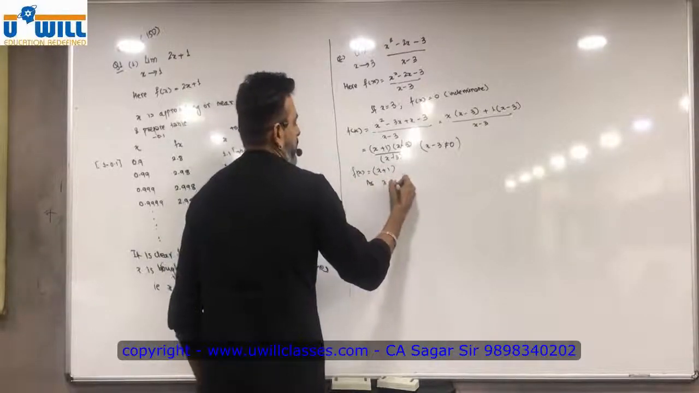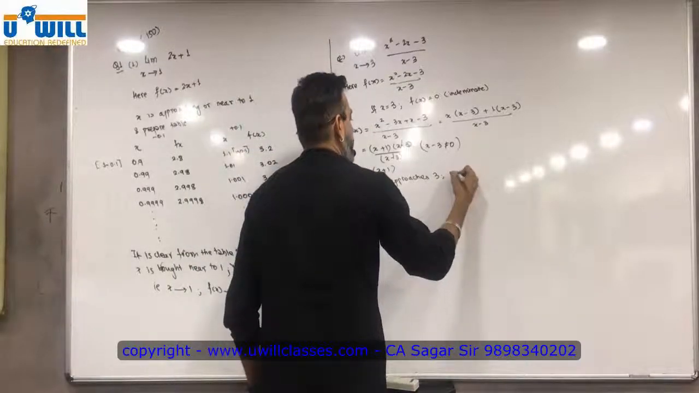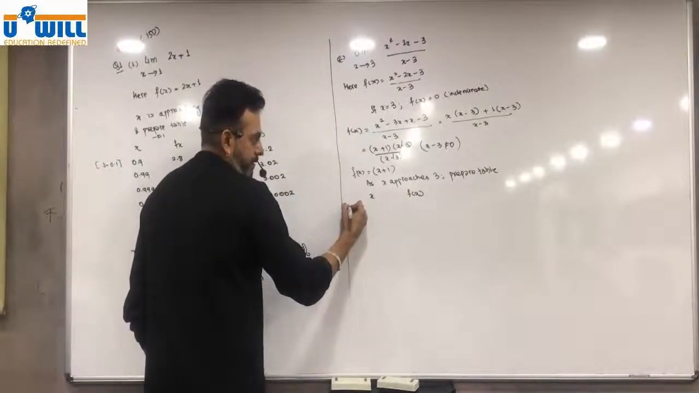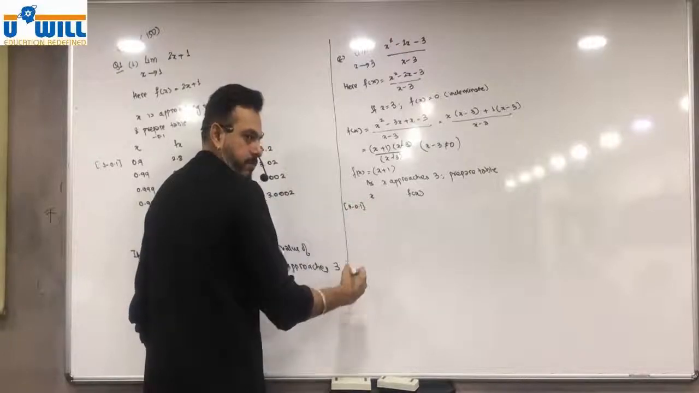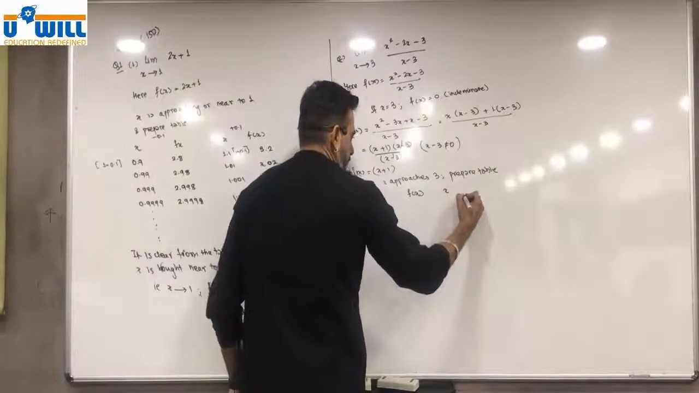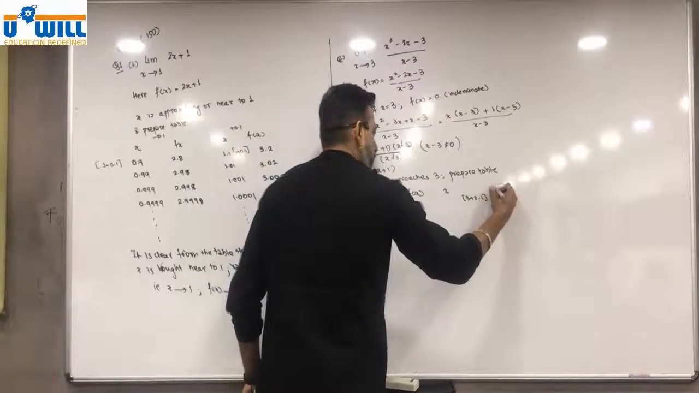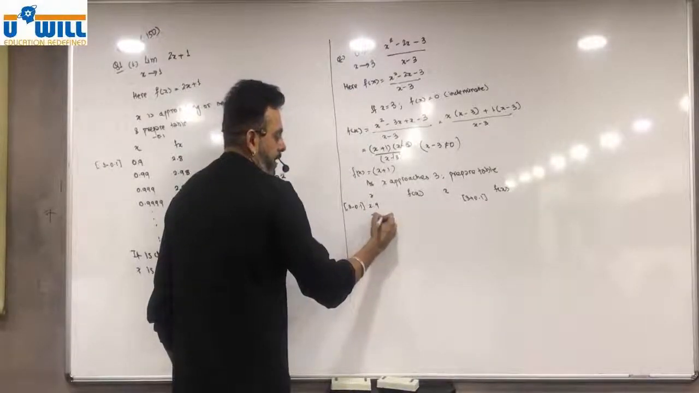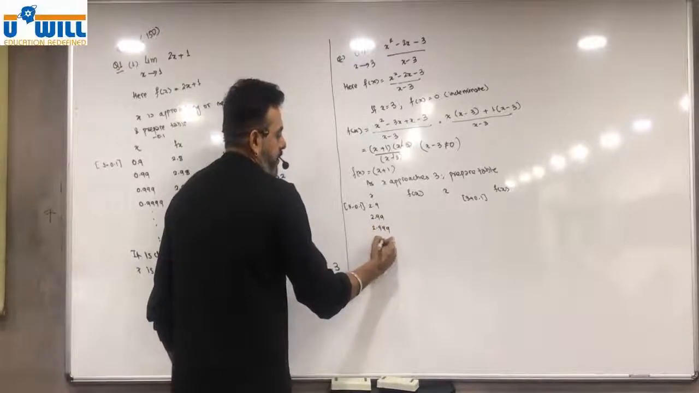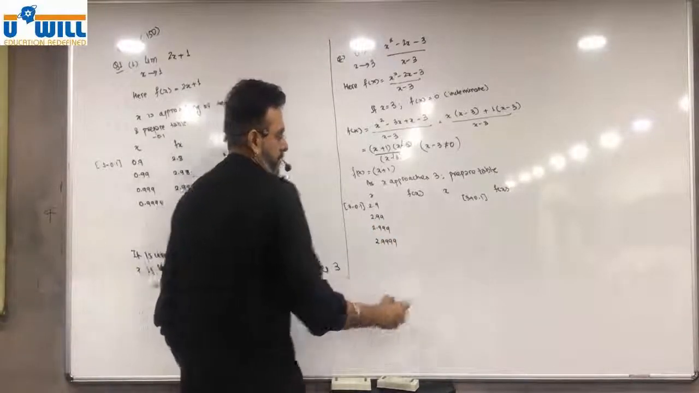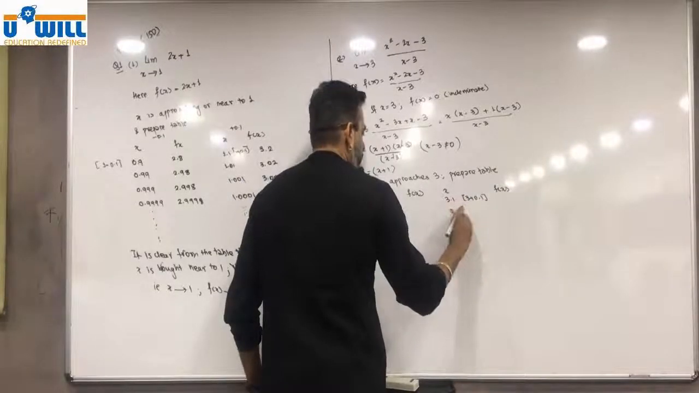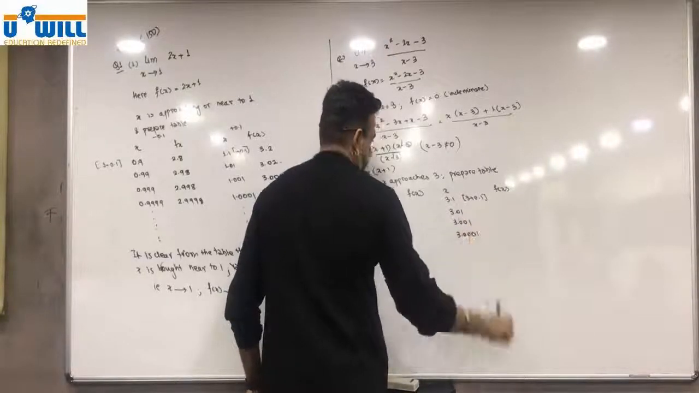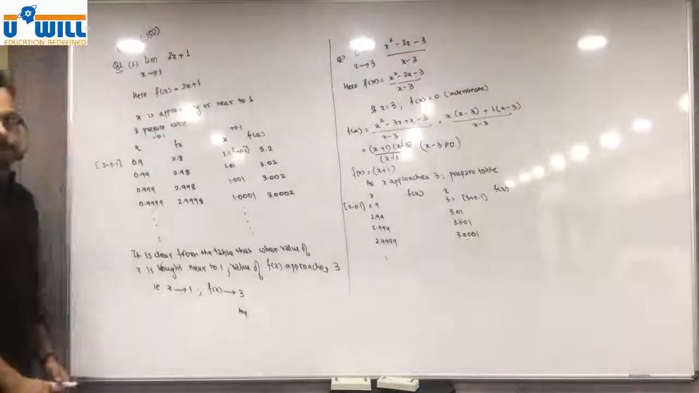As x approaches 3, prepare table. So we take x and f of x. पहला हम क्या लेंगे? ब्रैकेट में लिख देते 3 minus 0.1. x. पहला हम क्या लेंगे यहाँ पे? 3 plus 0.1 and f of x. So this is 2.9, then 2.99, 2.999, 2.9999, 4 times. Over here 3.1, 3.01, 3.001 and 3.0001. Okay, we can keep on doing it.